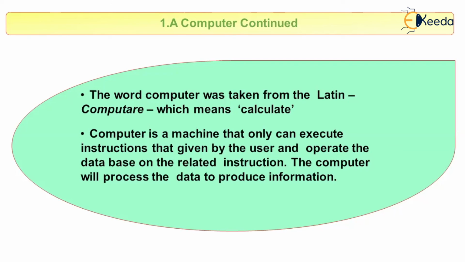Now, first of all, you should understand what you mean by a database. A database is a collection of records. A record is a collection of files. So a database is a place where you store all the files and records together, which gets executed by the computer.